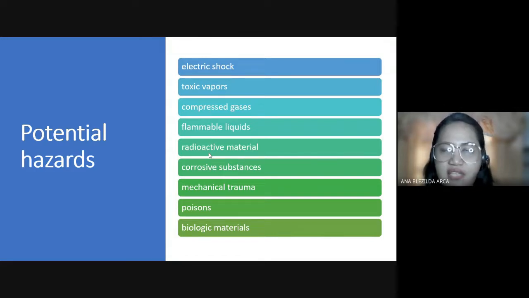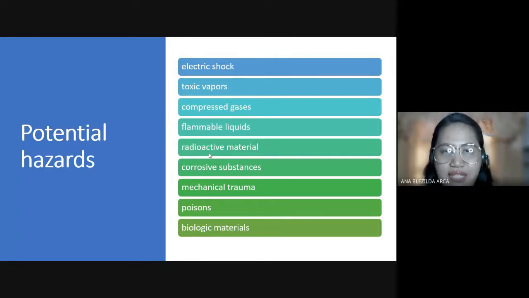Kapag yung machine hindi properly maintained, pwedeng masira siya, causing electric shock. Or since we live in the Philippines na lagi tayong binabaha, 'di ba? Kapag pinasok yan ng tubig, pwede ka makuryente diyan, okay? Another one, yun nga, yung mga nanggaling sa chemicals such as toxic vapors, yung mga toxic gases na yan, flammable liquids, 'di ba? Mga fire hazard, right?